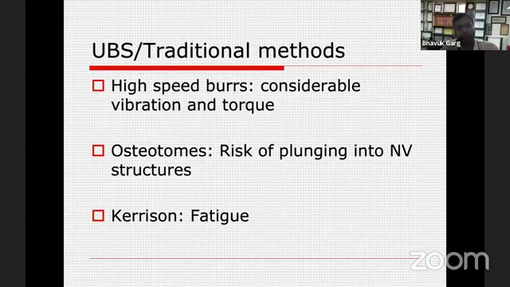If we compare the ultrasonic bone scalpel to the traditional methods like the high-speed burrs, the problem with high-speed burrs is that there is considerable vibration and torque, which creates a Weed-Whacker phenomenon. We will just see what the Weed-Whacker phenomenon is. And if we look at the osteotomes, they also provide energy transfer from the osteotome to the bone, but there is a risk of plunging into the neurovascular structures. And the problem with chisels is the manual fatigue, which we surgeons all know, that if we have to remove a lot of bone, then it can lead to fatigue failure of your hand as well.